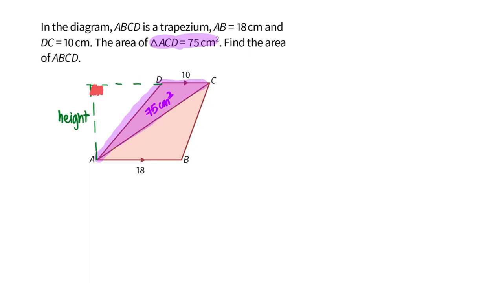So back to the question. Step 1 is, of course, half times base of the triangle 10 times the height will be equals to 75 cm squared. So from here, I will be able to get my height easily. So I could do it slowly. Half times 10 is equals to 5.